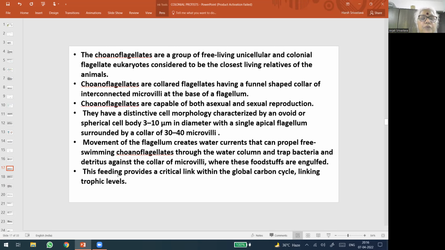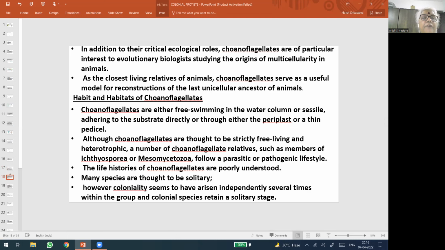Then the feeding, they show the filter feeding, providing a critical link within the global carbon cycle, linking the trophic levels. They show the filter feeding, and that filter feeding plays a critical ecological role. Choanoflagellates are of particular interest to evolutionary biologists studying origin of multicellularity in the animals.